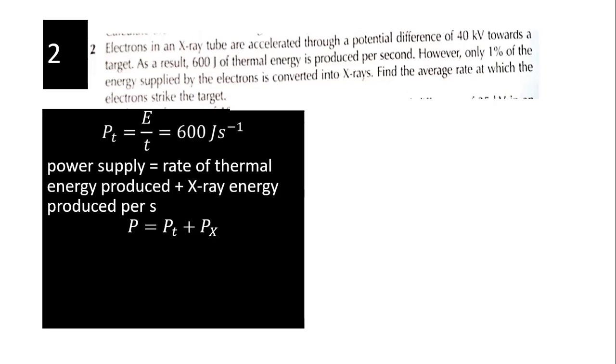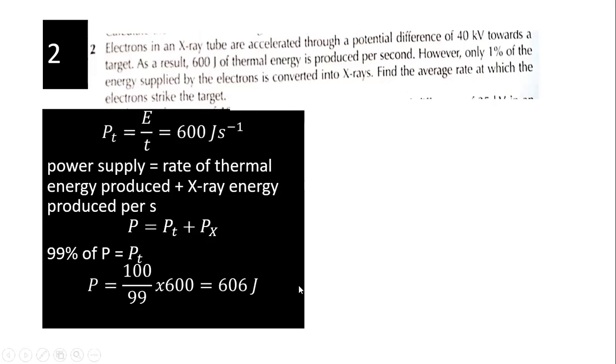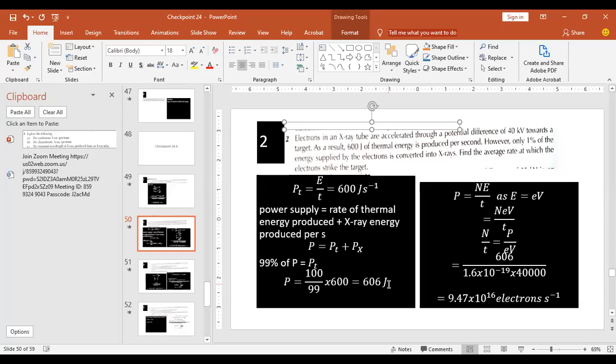Can or not? Any problem? No, that means 100 over 99 times 600. Then you get equals to IV, teacher.